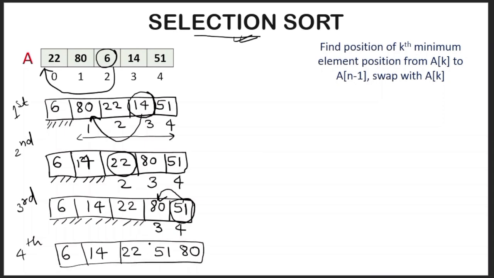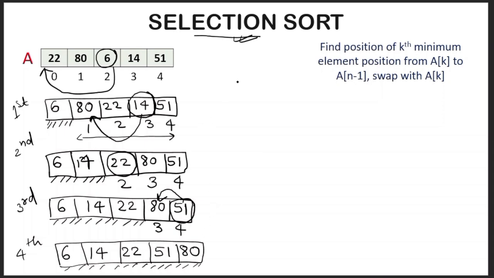Now since only one element is left, it is already sorted. So your sorted part of the array is the whole array. This is the output of the selection sort algorithm after sorting. You can see all the elements of the array are sorted.